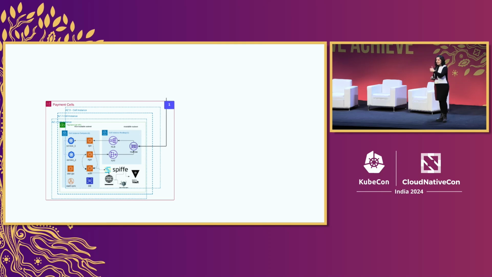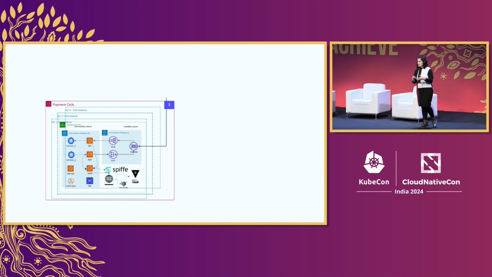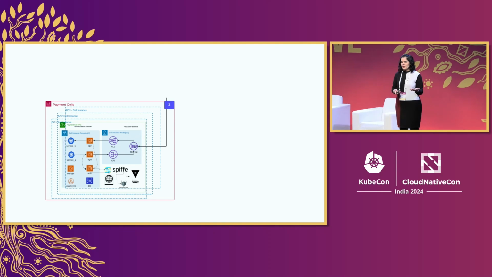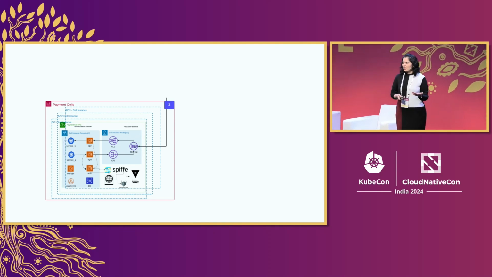Now, if you notice, I have these cell instances as cell 1 in AZ1, cell 2 in AZ2, and cell 3 in AZ3. Why this? Because that's where I want to achieve my resiliency of this critical function in my business context. So I want to separate it out, whether it is at the availability zone level or whether it is at the regional level.